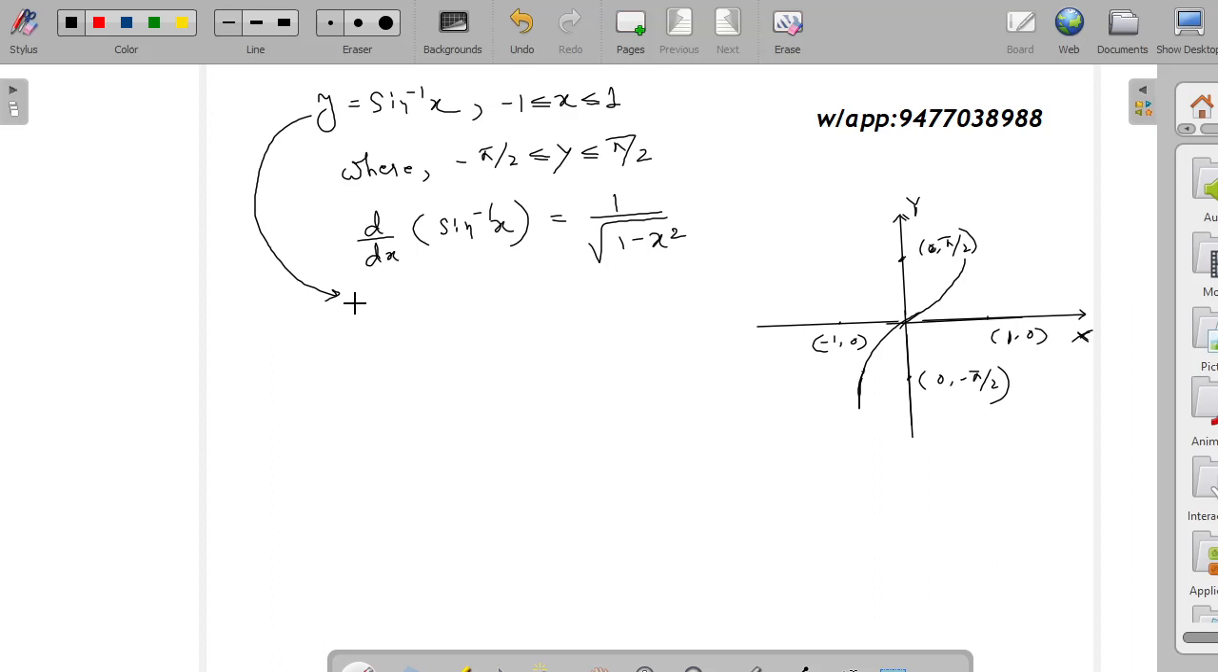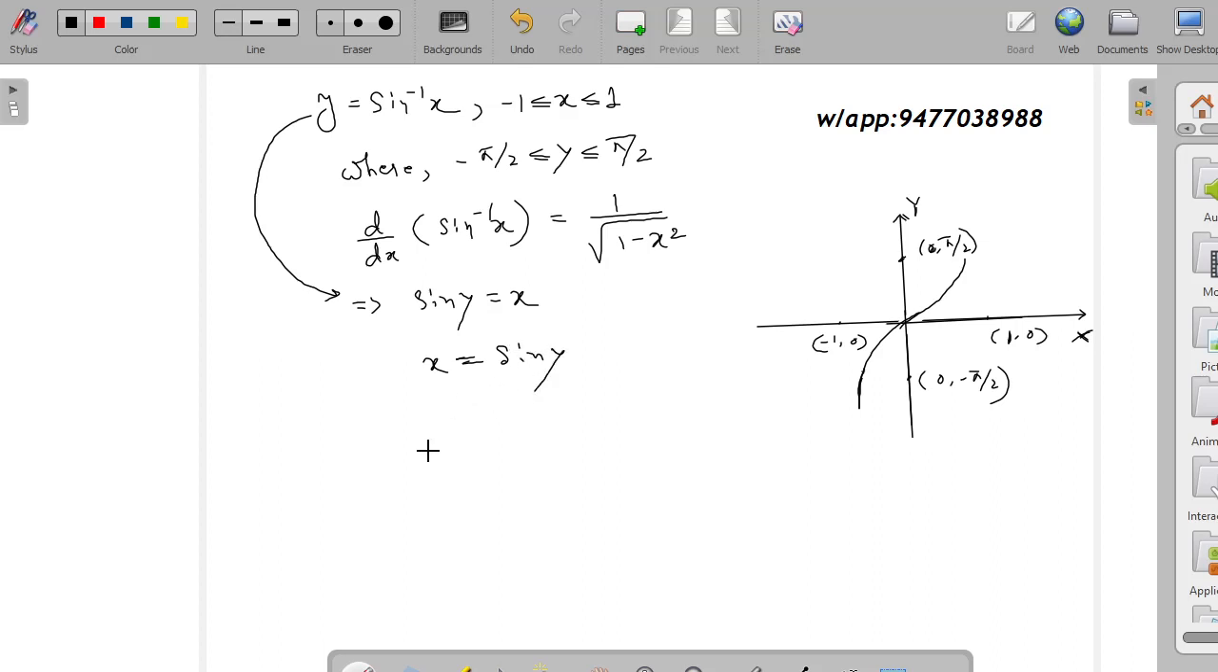this implies sine y equals x, where the domain of the function is from -1 to 1. Now, if we differentiate this with respect to y, we will get cos y. We have x equals sine y.